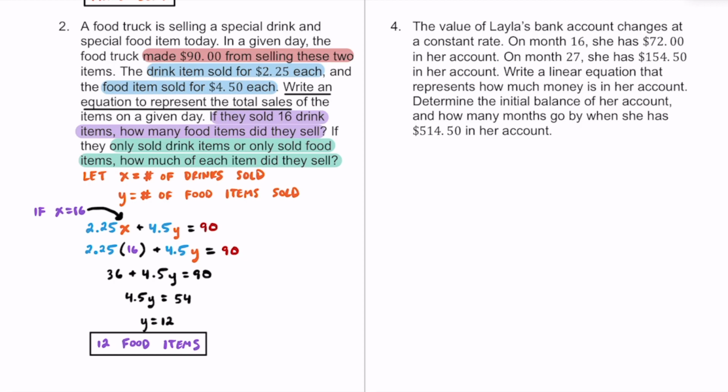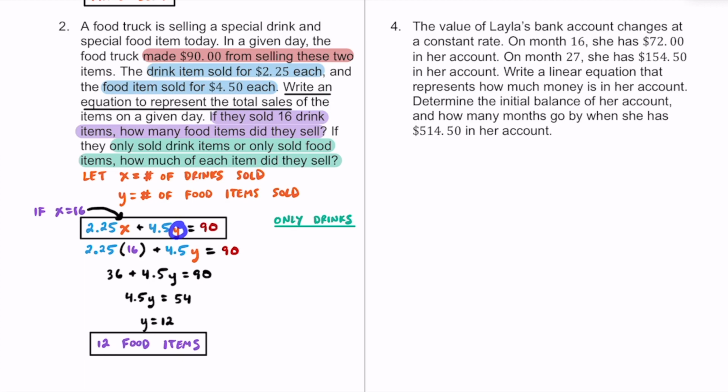How much of each of these are we selling? Now, if we're only selling these drink items, then that means we're not selling any of the food items. So if we're only selling drink items, then the food items y has to equal 0, right? So let's figure out x if y is equal to 0, or we're not selling any food items at all.